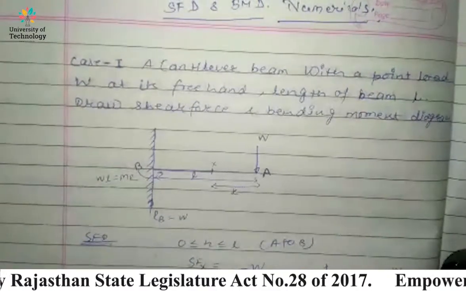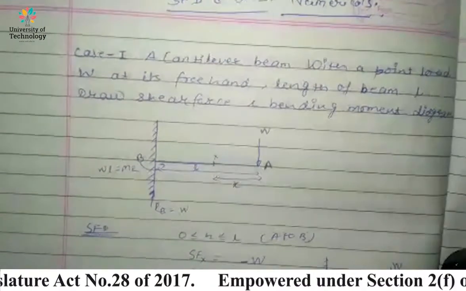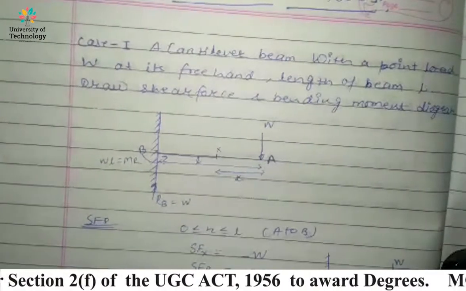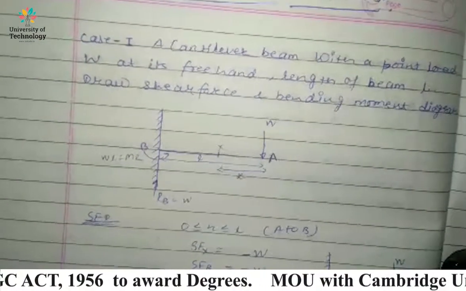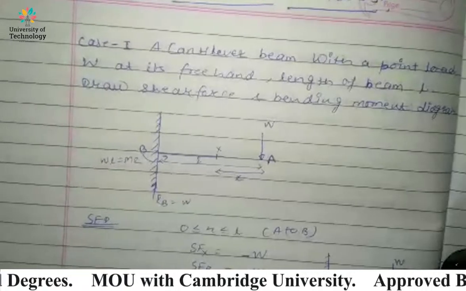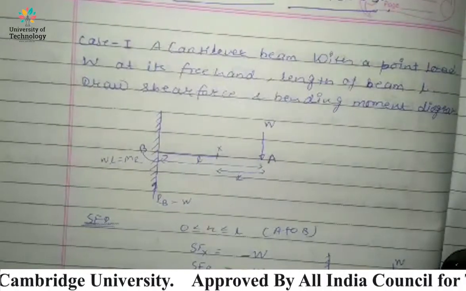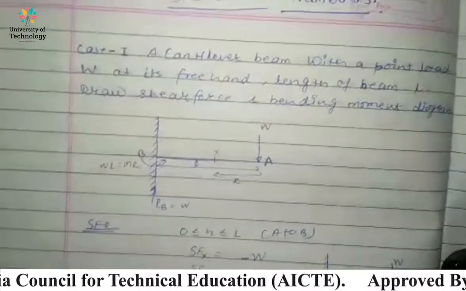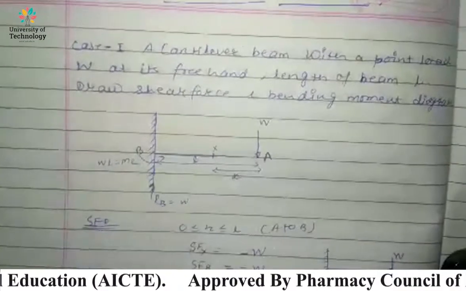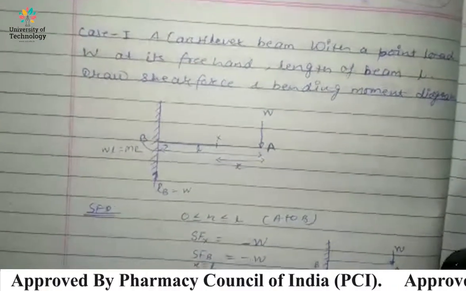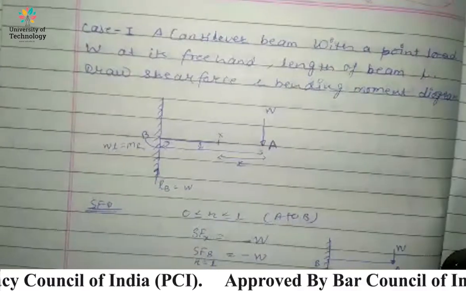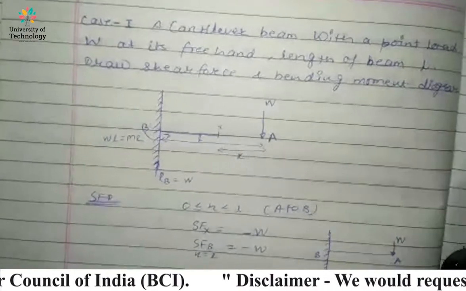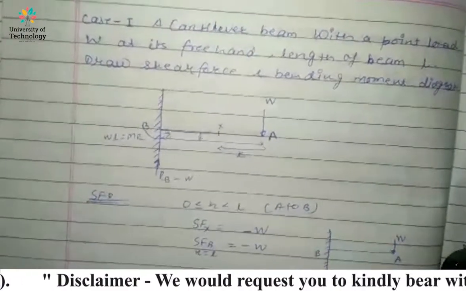In this figure, we can see that the beam is a cantilever and the force or weight W is acting at point A. So now the reaction at point B, that is RV, equals W, right? And we can say that X is less than or equal to L and greater than or equal to 0, from A to B.